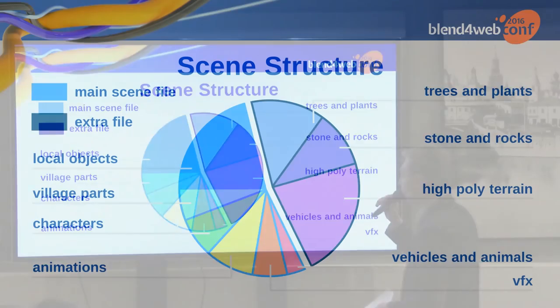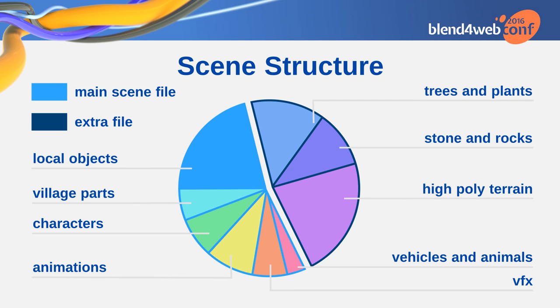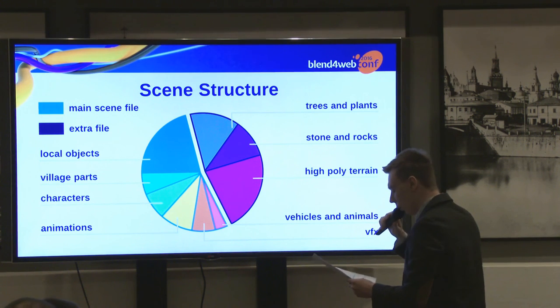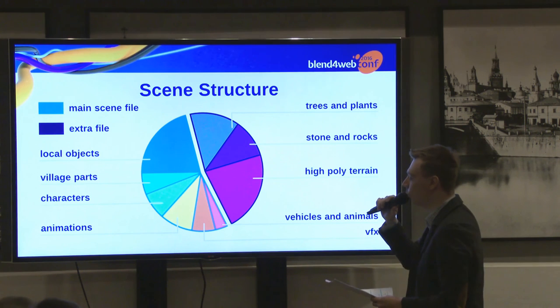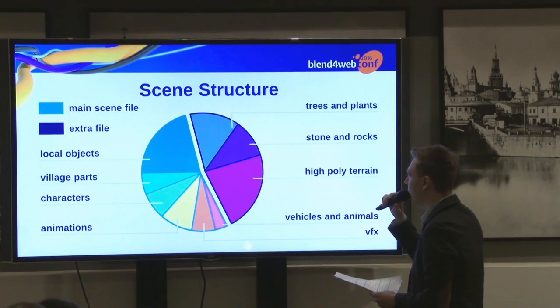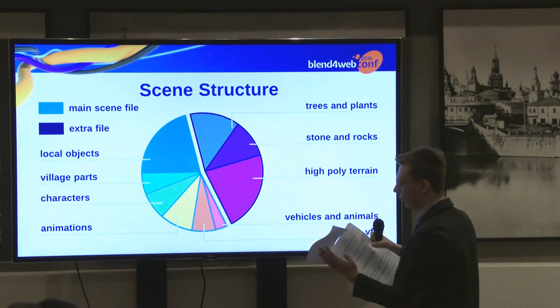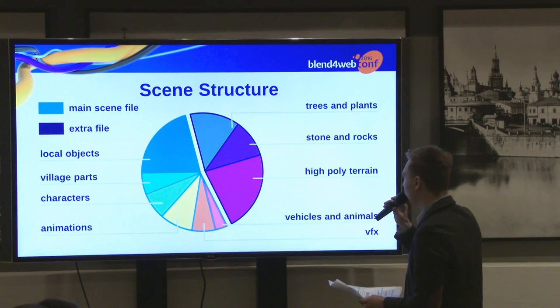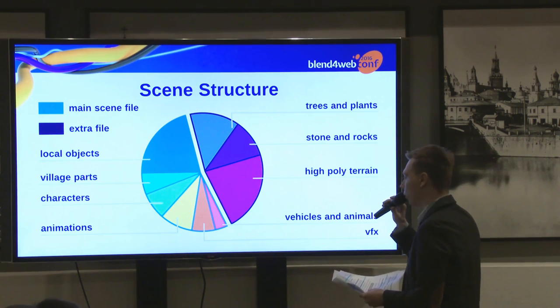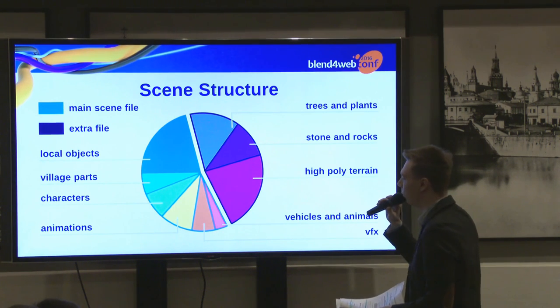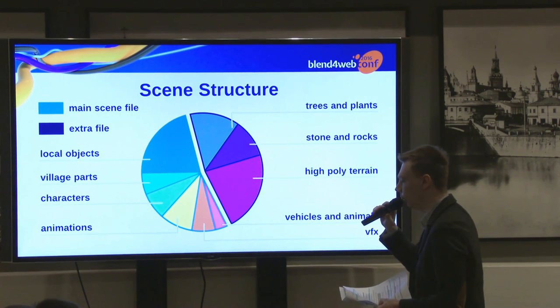Next, please. Here you can see a pie chart that shows the various parts of the scene. As you can see, it's divided into two big parts. The light blue part of the pie chart shows the objects included directly in the main blend file. And these small objects like village paths, characters, animations, and others are just linked to this main blend file from other, smaller blend files. The dark blue outlined portion represents objects that load into the application on the fly when the user pushes the intro button or the screensaver starts. We will talk about this in detail later. Please, next.